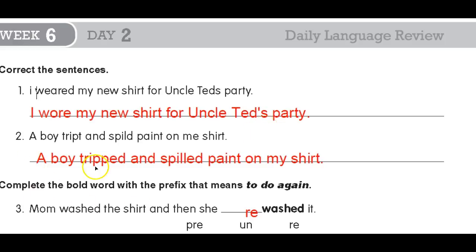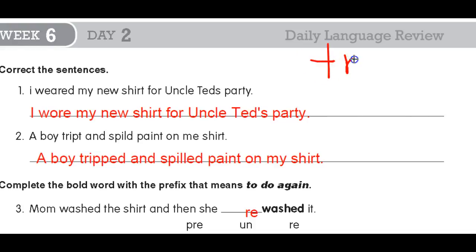A boy tripped. So this is a verb that we're trying to make in the past tense. And even though it sounds like a T sound, it's an ED. So a boy tripped. And if you notice, there's a double P here because remember we talked the last several weeks about when we double the final consonant before we add a suffix that has a vowel at the beginning, like an ed or an ing.